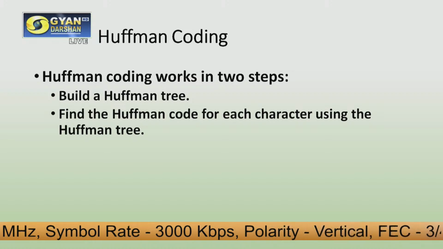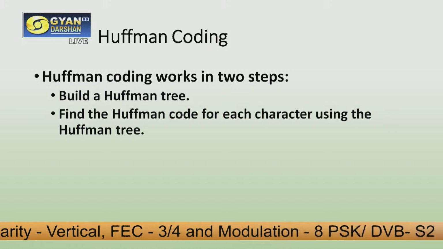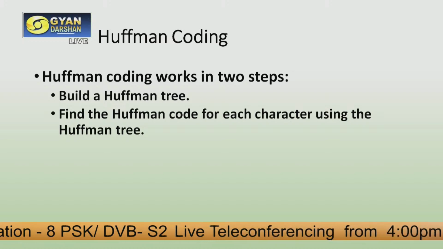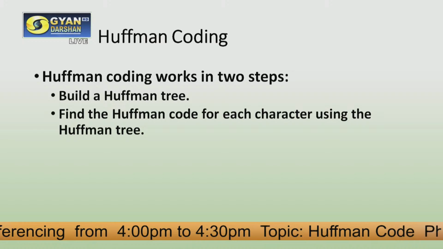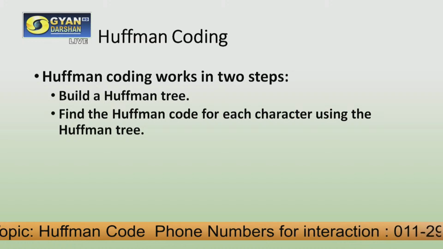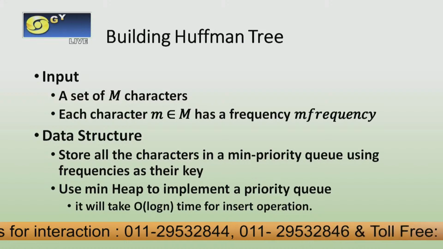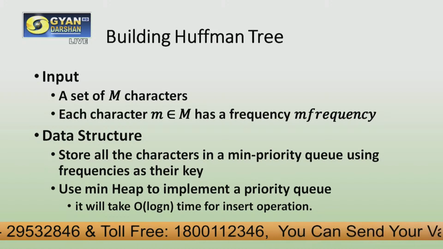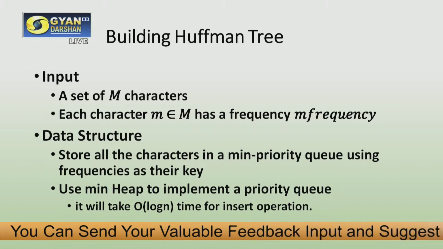Well, the Huffman coding process is basically a 2-step process. First, we are going to build a Huffman tree, and then we are going to find the Huffman code for each character using this Huffman tree. All right. So 2 steps: building the Huffman tree and then finding the Huffman code for each of the characters using the Huffman tree. So let's look into this. Once again, we do this building of the tree with the help of an example. And whenever we want to do an example, first we must try to identify the process. So this is what the process is.